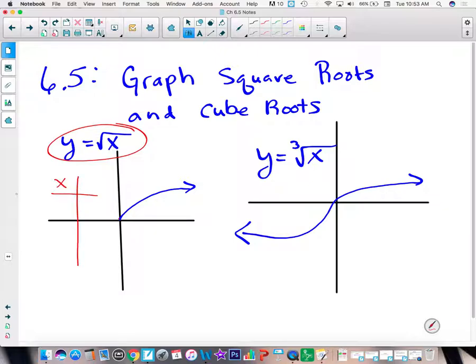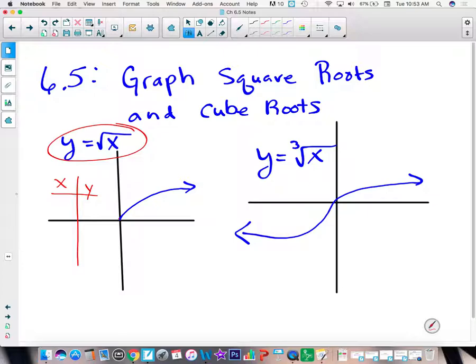To actually graph this, if you did like a -2, would it work? No, because we said our domain is greater than or equal to 0, right? What if we did 2, square root of 2? You guys know what that is off the top of your head. Square root of 2 is not a 1. 1 times 1 is 1. Square root of 2 is like 1.4 or something like that. I don't know what it is.